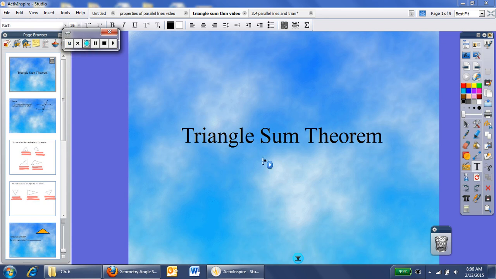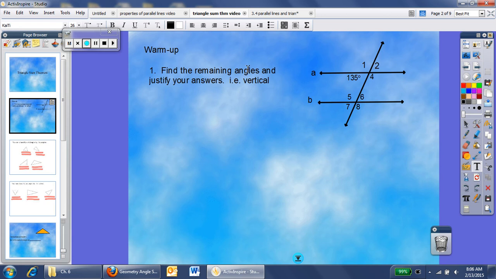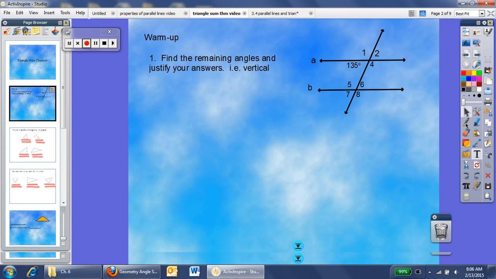Hi students, today we'll be talking about the triangle sum theorem. Let's go ahead and start with a warm-up. Find the remaining angles and justify your answers. You can say if they're vertical, corresponding, and so forth. We're given 135 degrees here.